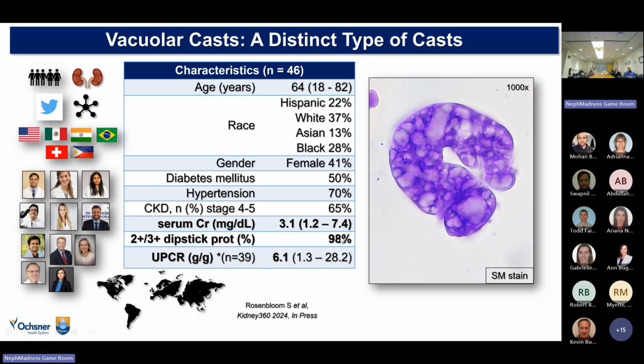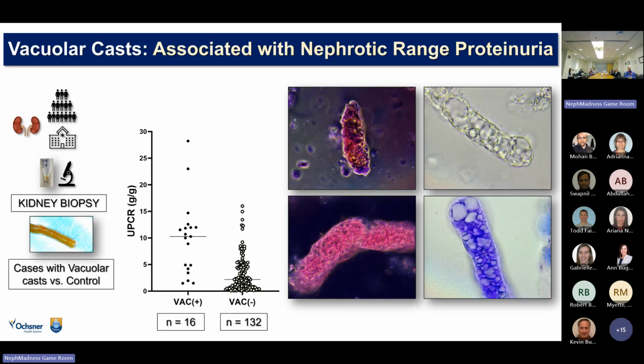98% had significant proteinuria, at least 2+ per dipstick. And the urine protein creatinine ratio was actually measured in 39 out of the 46, and it was 6 grams. So this appeared to be patients with heavy proteinuria, advanced kidney disease for the most part, as you can see in that box here. And here is some additional image.